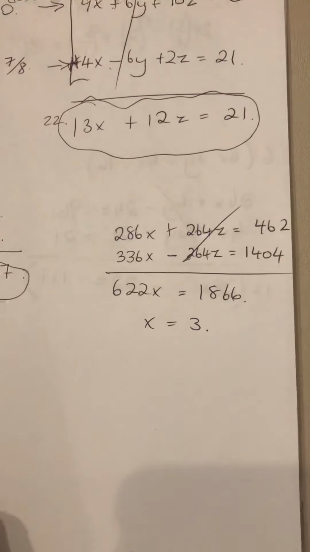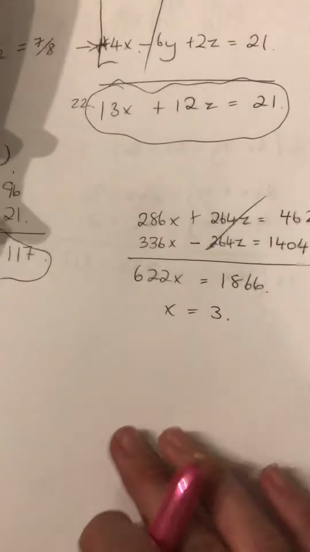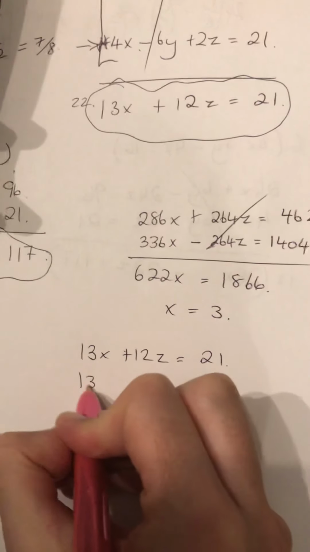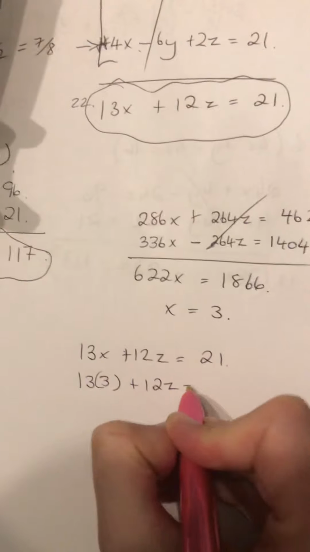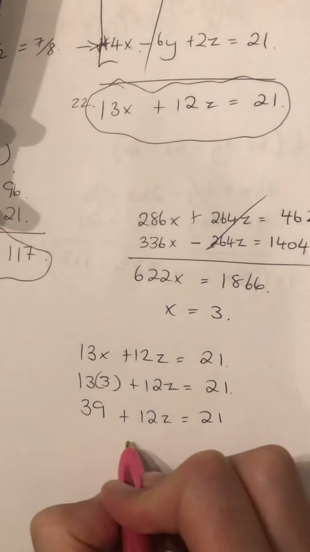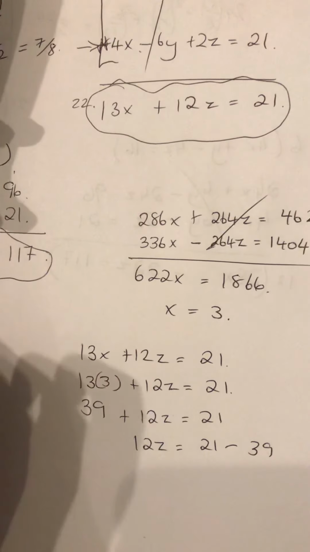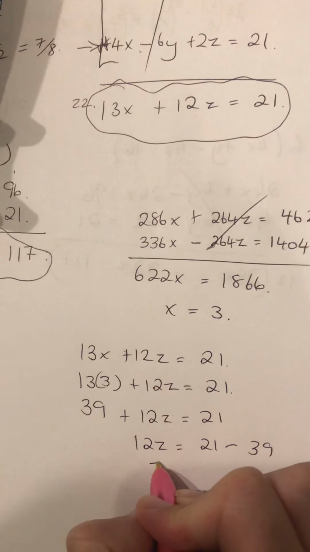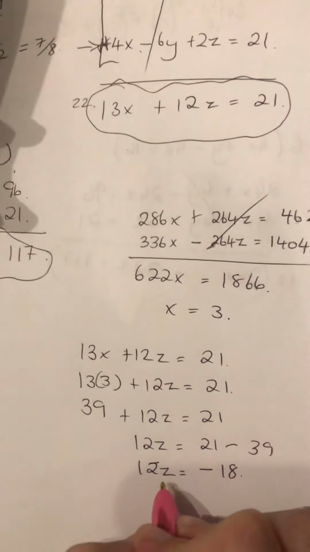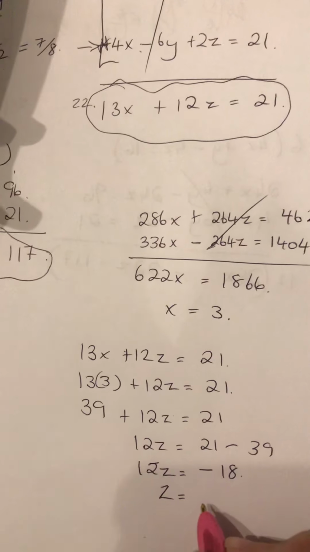Okay, well, if x is equal to 3, I'm going to go back here maybe. x is equal to 3, so that's 13x plus 12z equals 21. So if x is equal to 3, that gives me 39 plus 12z is equal to 21. That's 12z is equal to 21 minus 39. 12z is equal to minus 18. Divide by 12, and I end up with z is minus 18 over 12, which is minus 1.5.